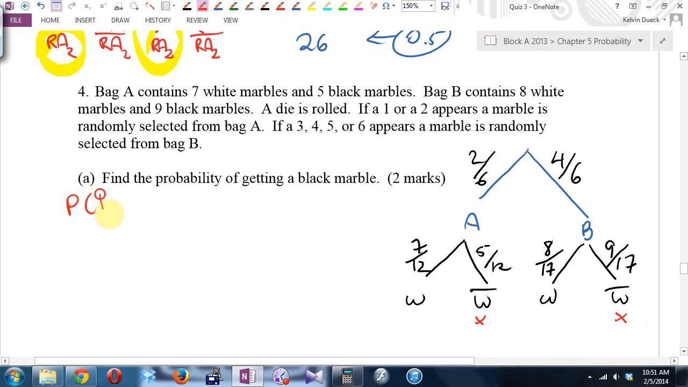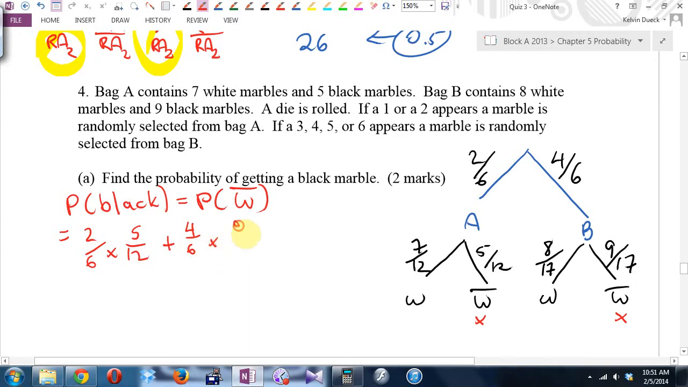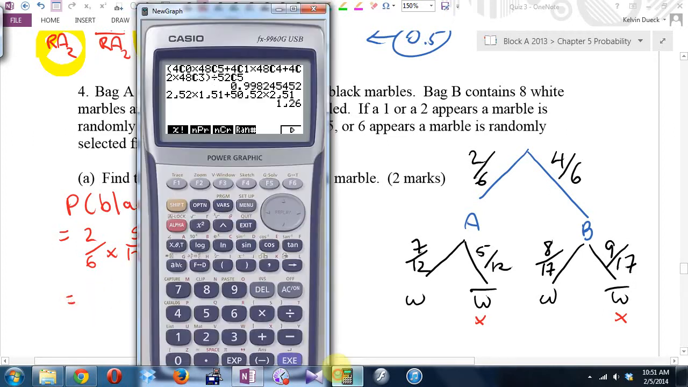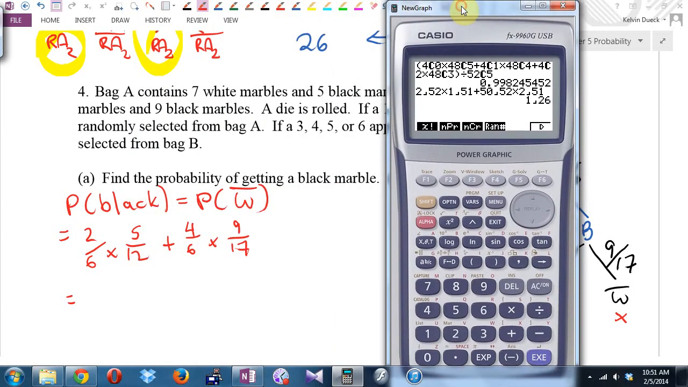So the probability of black, which in my tree is not white, that's going to be 2 out of 6 and 5 out of 12, or 4 out of 6 and 9 out of 17. That's a yucky fraction, but okay. Do you get 301 out of 612? Kind of yucky, sorry, I was making up bad numbers. That 17 being prime gave me yucky fraction numbers.